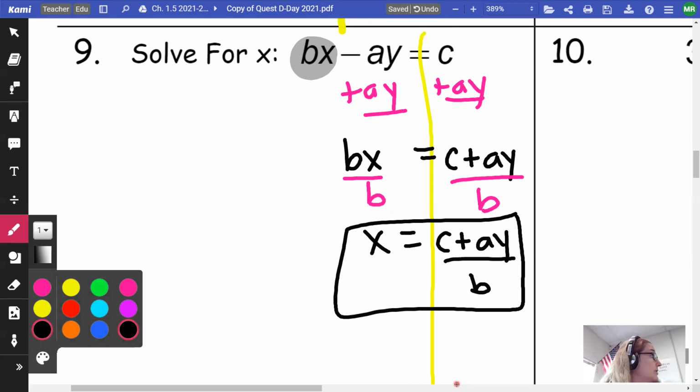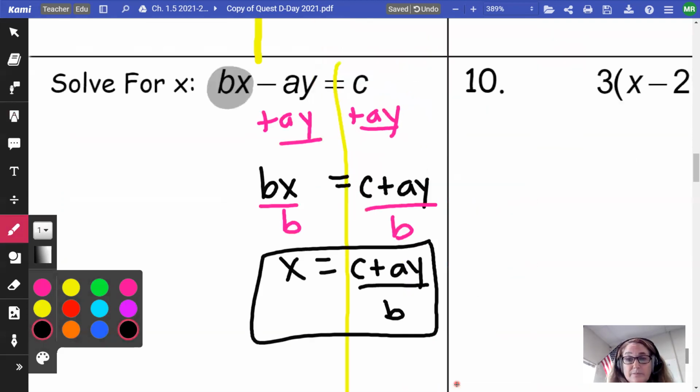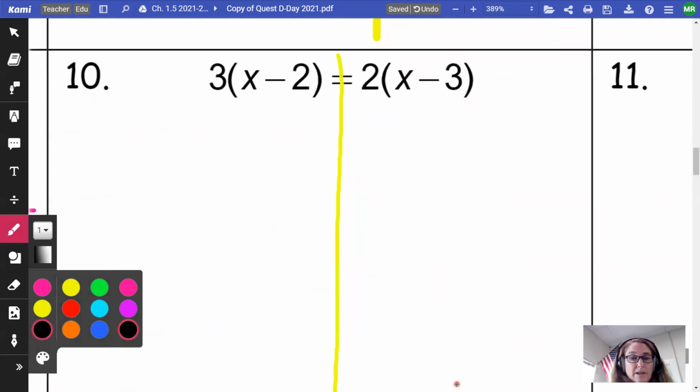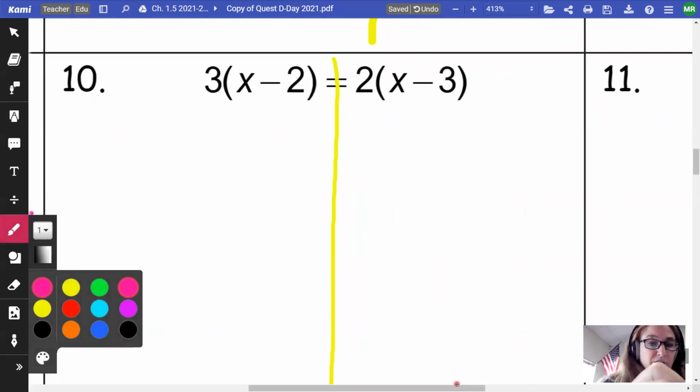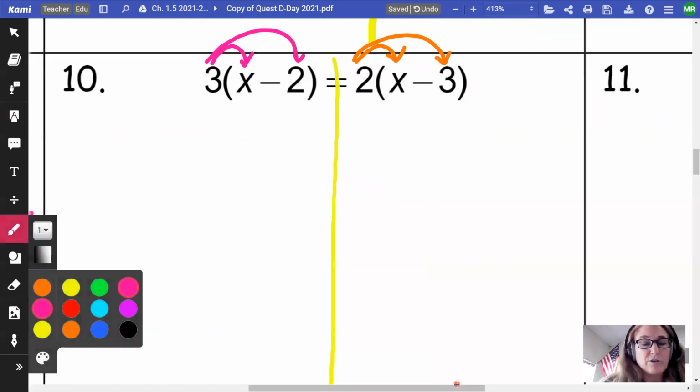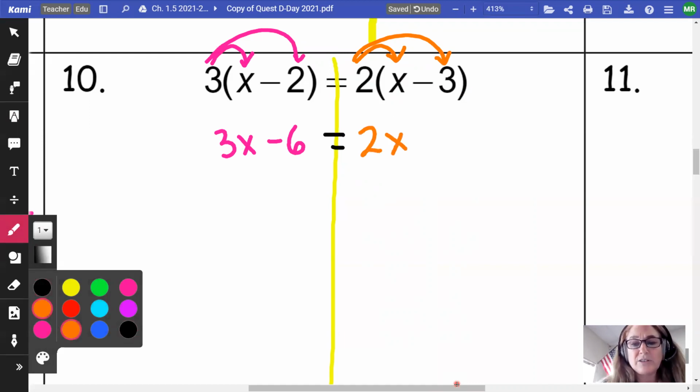On number 10, okay, I'm going to distribute. I'm going to distribute my 3 to both of these, and I'm going to distribute my 2 to both of these. So I'm going to get 3 times x, which is 3x. 3 times a negative 2 is a negative 6, equal. And on the other side, 2 times x is 2x, and 2 times a negative 3 is a negative 6.